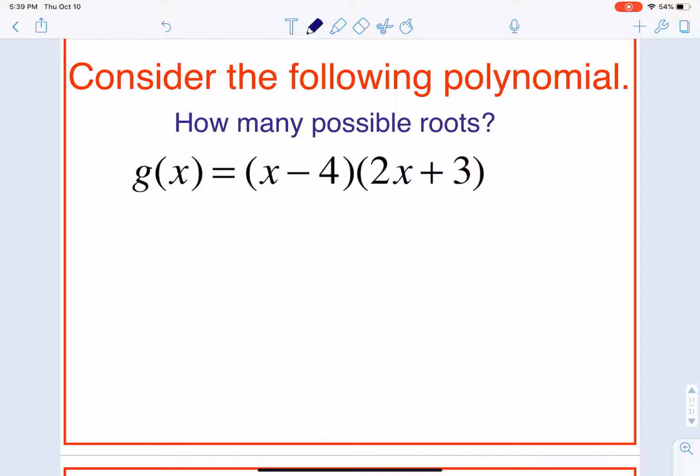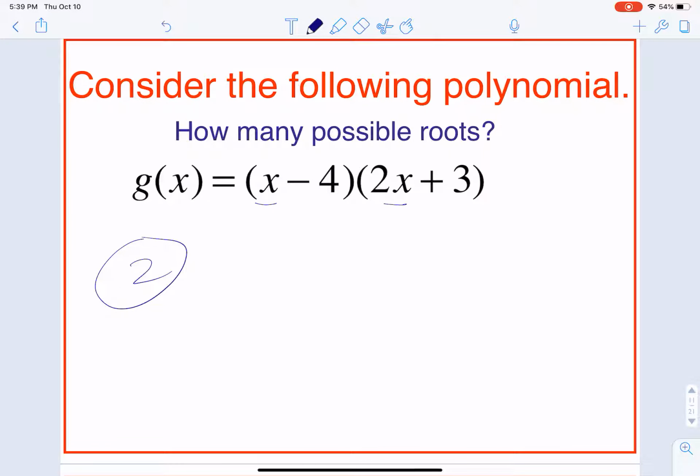Now getting into a factored form polynomial, how many roots are possible? So I want to think to myself, how many times am I multiplying x together here? That's happening twice. So there are 2 possible roots of this polynomial.